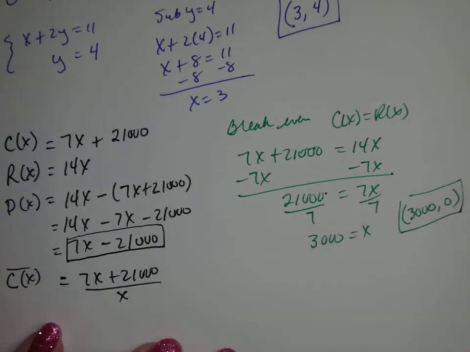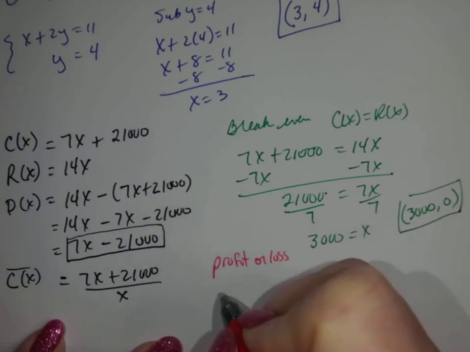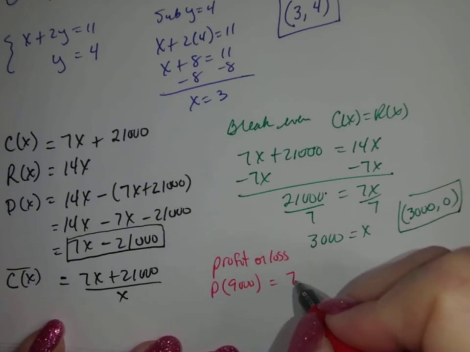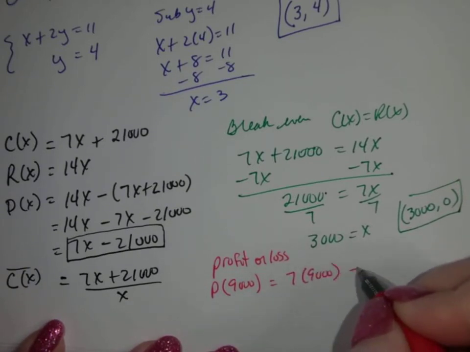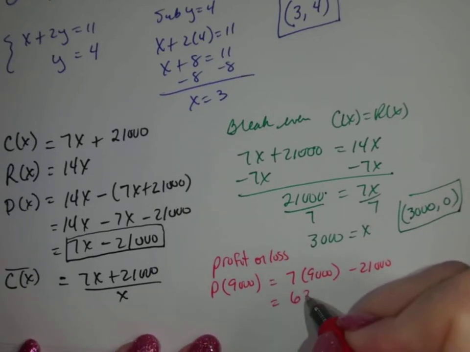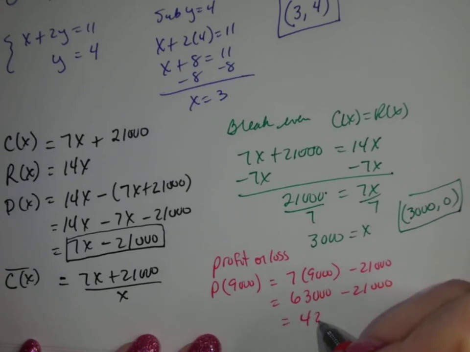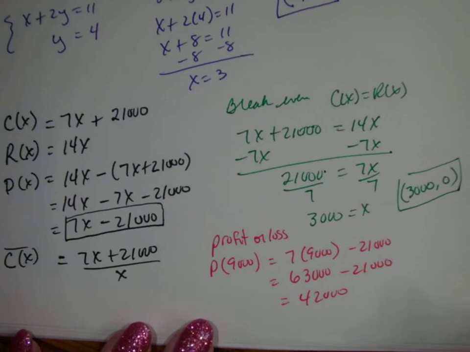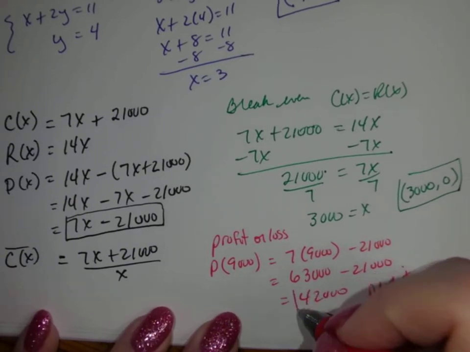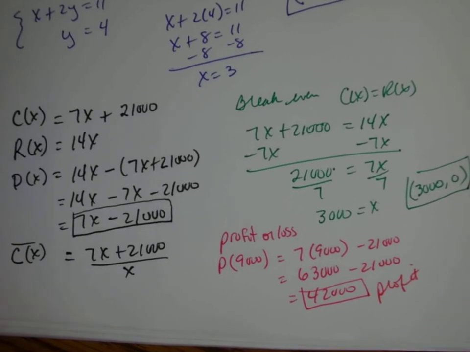So for the profit or loss, we'll take our P at 9,000. So that's going to be 7 times 9,000 minus 21,000. 7 times 9,000 will get us 63,000, minus 21,000 will get us 42,000. And because it's a positive number, it will be a profit. Okay? So there were several things to do on there. We just have to work each one at a time.